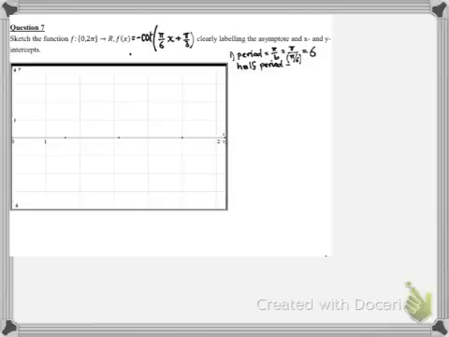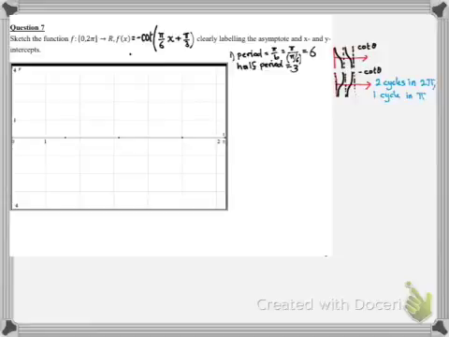Now you have to then look for a half period. A half period is important for COT only, because if you think about the COT graph, here we have it. You've got 2 cycles of a negative COT graph there, and in those 2 cycles we've actually drawn from 0 to 2 pi. So one cycle is in pi units. That's why we've got a period of pi divide b instead of 2 pi divide b.